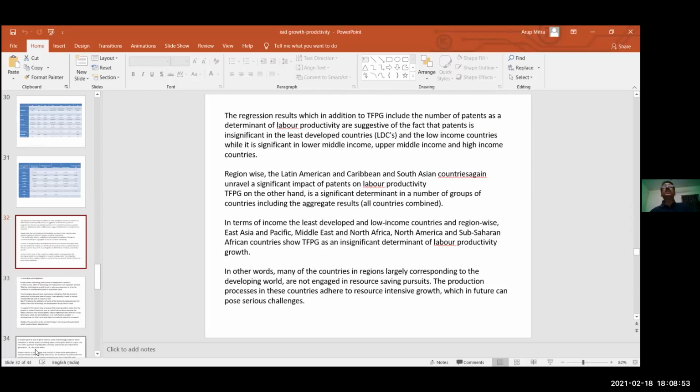The regression results, which in addition to TFPG include the number of patents as a determinant of productivity, suggest that patents are insignificant in the least developed countries and the low income countries, while they are significant in lower middle income, upper middle income and high income countries. This is pertaining to all countries pooled together. Region wise, we are able to see that the Latin American and Caribbean and South Asian countries again unravel a significant impact of patents on labor productivity. TFPG on labor productivity.